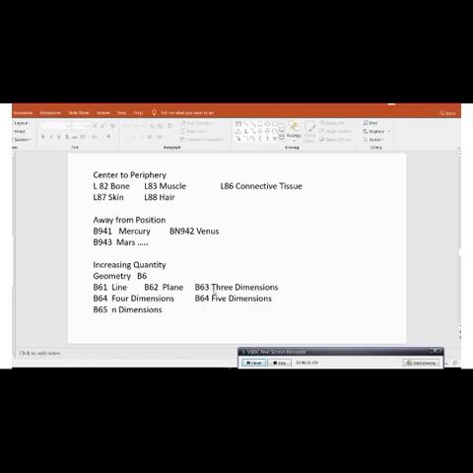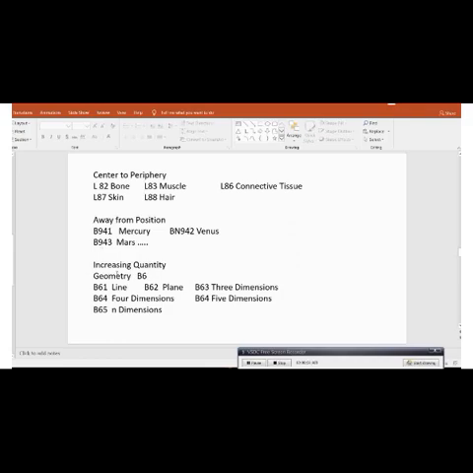Sometimes he arranged from center to periphery. For example, in medicine, L82 is the bone, L83 is the muscle, L86 is the connective tissue, L87 is the skin, L88 is the hair. Sometimes away from positions. In B mathematics, B941 is Mercury, B942 is the Venus, B943 is the Mars.